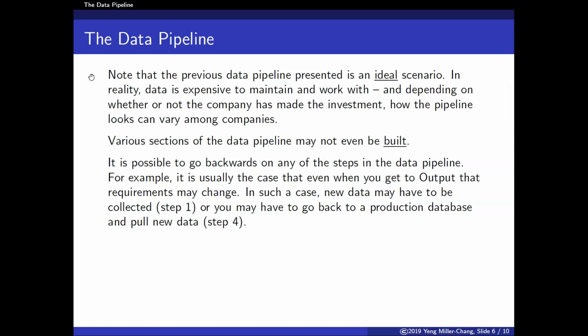Another thing that is worth mentioning is that it is possible to go backward in the data pipeline. An example is the following scenario. You've run some numbers for output, but the requirements of your project have changed. You might have to collect new data in this situation, or go back to a production database and pull additional data. Enough about the ideal scenario. Let's talk about actual examples of the data pipeline I've seen in practice.